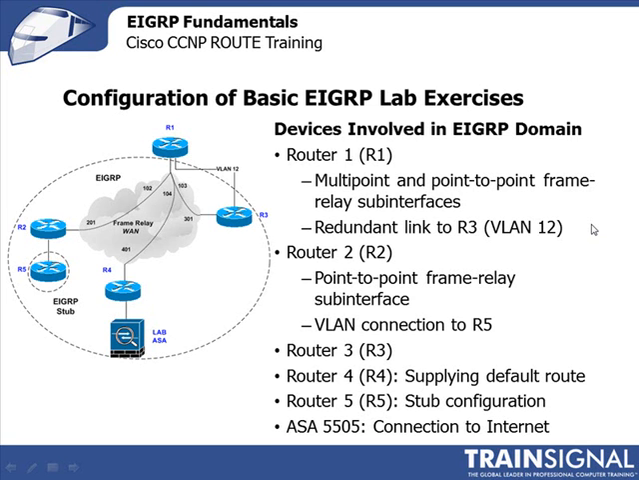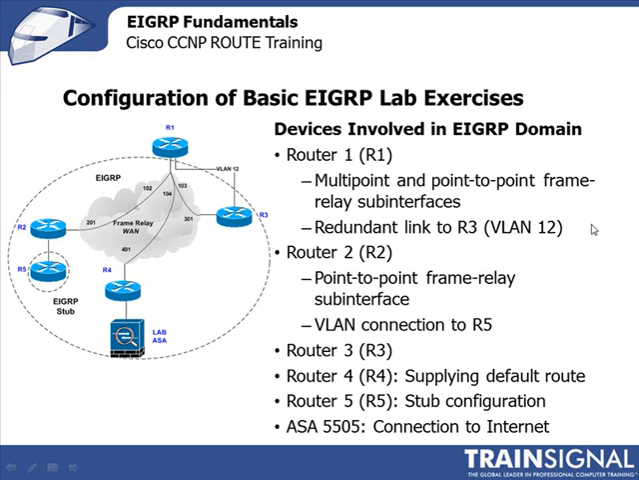On router 2, we're going to have a point-to-point frame relay subinterface matching the one on R1. There's going to be a VLAN connection to R5, and you can see that we'll be doing EIGRP stub configuration in the advanced part of our lessons. Router 3 we've already covered. Router 4 will be supplying a default route to the rest of the network, which we'll configure.